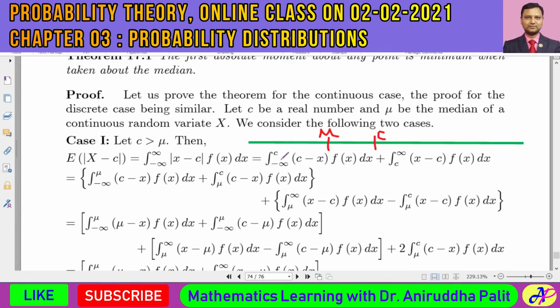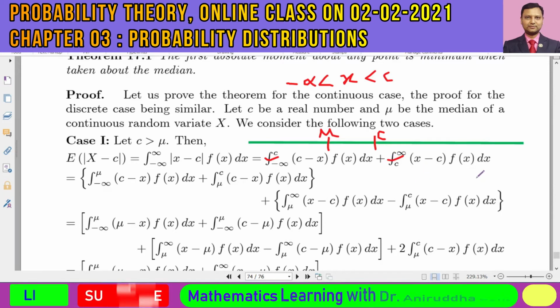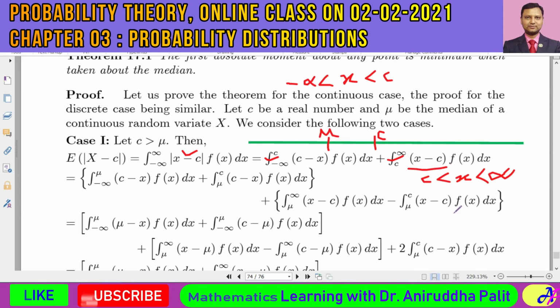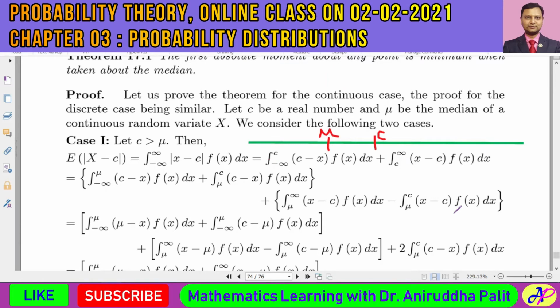In this integral from minus infinity to c, x should be less than c and greater than minus infinity. This is the range. Minus infinity to c, x is less than c. So when x is less than c, this modulus of x minus c can be written as c minus x. And in this second range, c should be less than x and that quantity should be less than infinity. So over here we observe that x is greater than c, and whenever x is greater than c, the modulus of x minus c can be written as simply x minus c. So these are the corresponding manipulations.